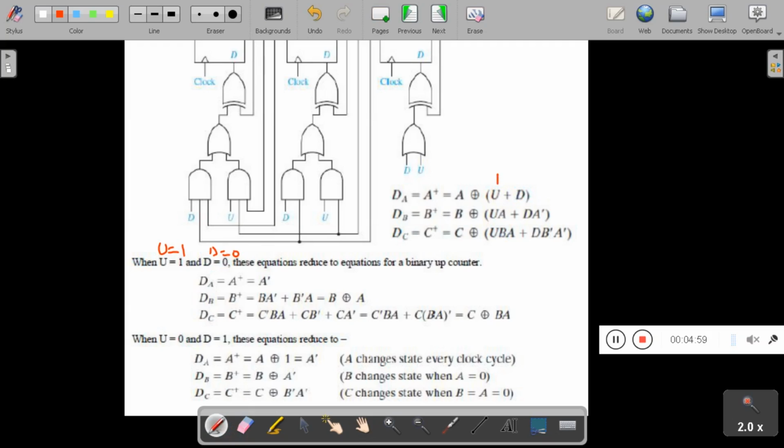When U is equal to 1, so 1 plus 0, that is nothing but A exclusive OR with 1, and you will get here A bar. Similarly DB, you will get this value. Similarly DC, you will get this value. And when U is equal to 0 and D is equal to 1, you will get this value for DA, this value for DB, and this value for DC.